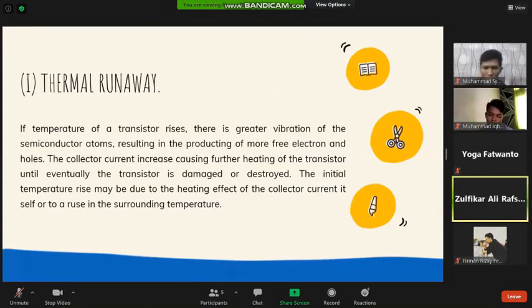First, thermal runaway. If the temperature of a transistor rises, there is greater vibration of the semiconductor atoms, resulting in the production of more free electrons and holes. The collector current increases, causing further heating of the transistor until eventually the transistor is damaged or destroyed. The initial temperature rise may be due to the heating effect of the collector current itself, or to a rise in the surrounding temperature.